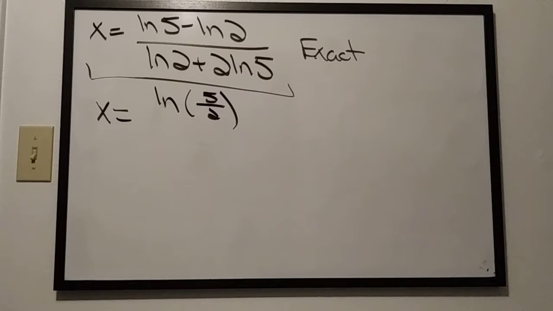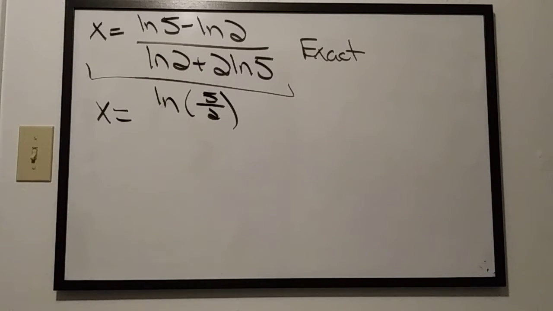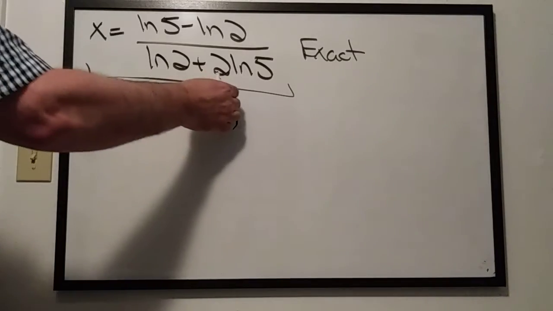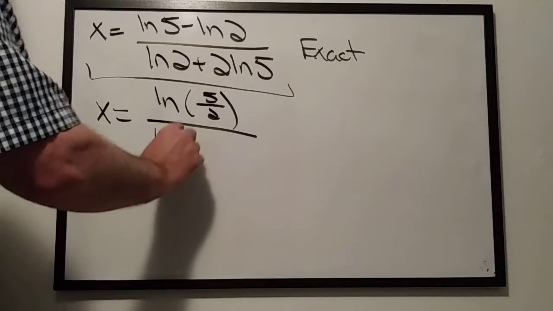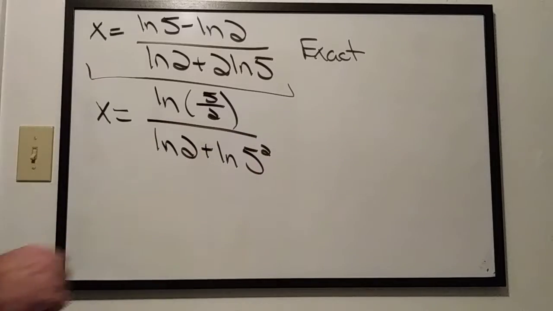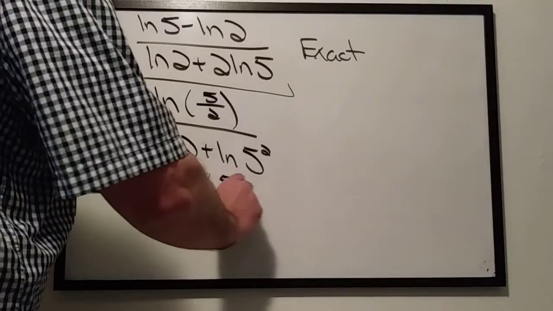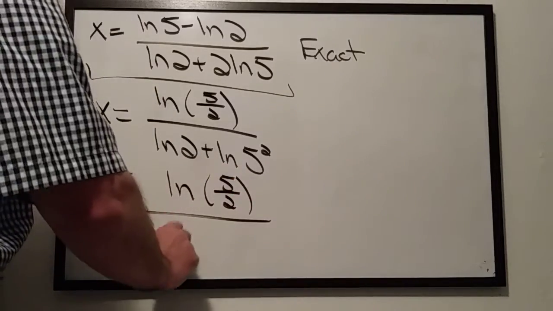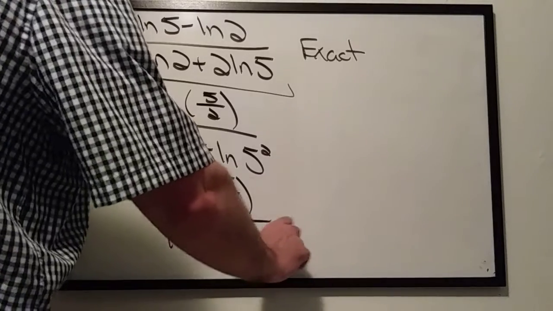And then in the denominator, remember that thinking about the order of operations, I suggested that you start by working with your exponents. I have this 2 here out in front. I'm going to go ahead and bring that up as an exponent. So it's going to be natural log of 2 plus the natural log of 5 squared. 5 squared is 25. So I now have that this is the natural log of 5 halves divided by the natural log of 2 plus the natural log of 25.